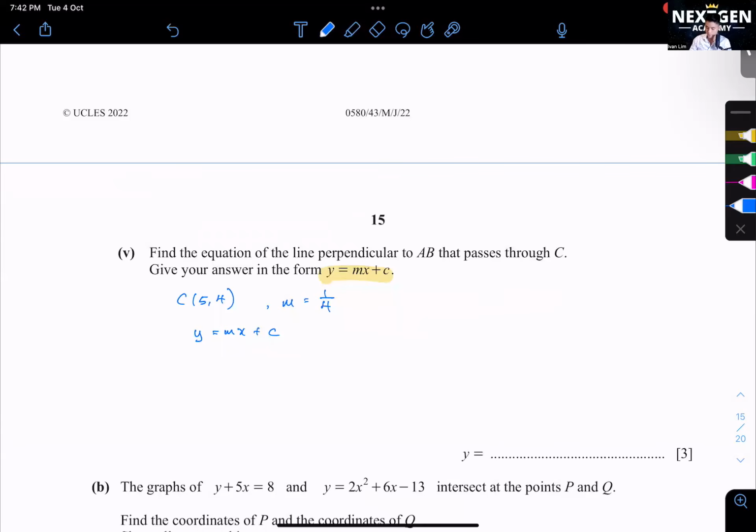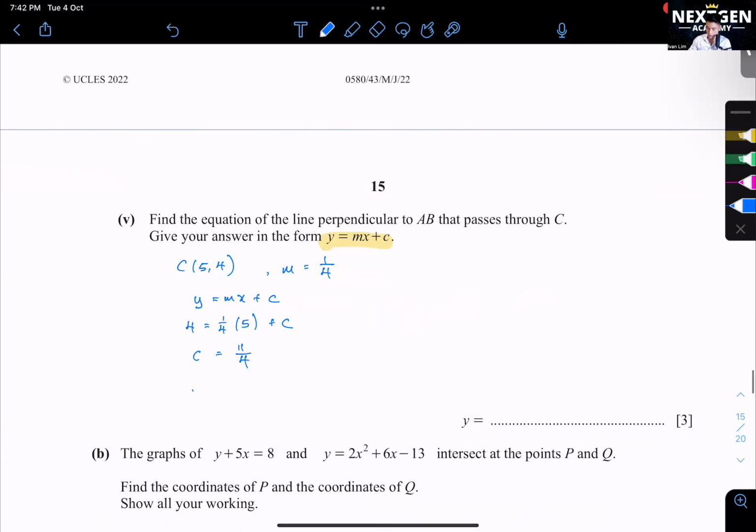Then same thing again. We do y equals to mx plus c. Okay, your y is 4 equals to 1 over 4 x plus c. C will be equals to 4 minus 5 over 4. This will be 11 over 4. Okay, you'll get y equals to 1 over 4 x plus 11 over 4.